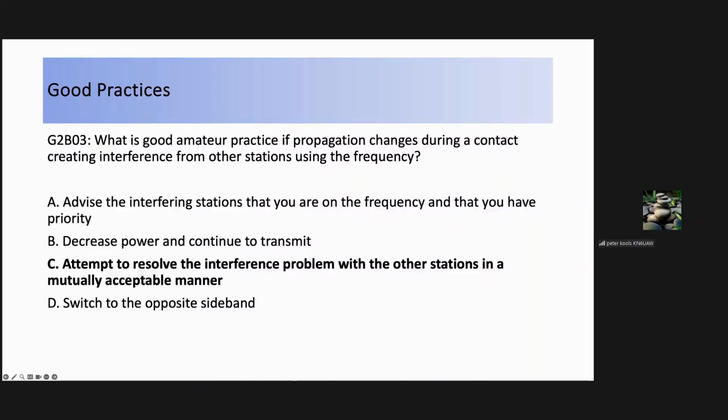So avoid creating interference by, if you experience interference, you're on a frequency, somebody else is on that frequency, and you both want to use it talking to different people, find a way to mutually resolve the situation in a nice, friendly way. Again, you don't have priority access to any band or any frequency, so the idea is share nicely.